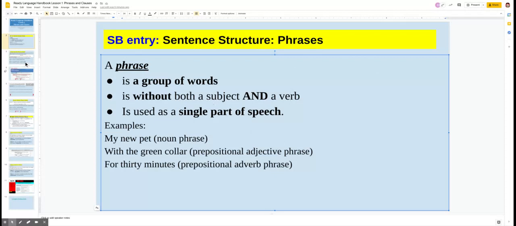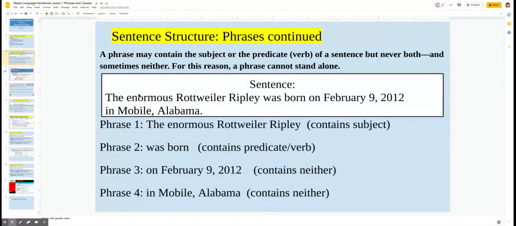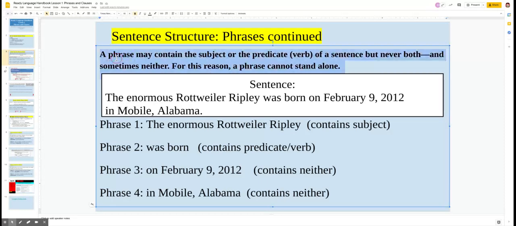We're going on to our next piece that we're going to have to write down in our source book. It's the rest of our stuff on phrases for today. It is still dealing with sentence structure, phrases continued. So what you want to make sure you add now to this is this right here. We want to get this entire bit right there.